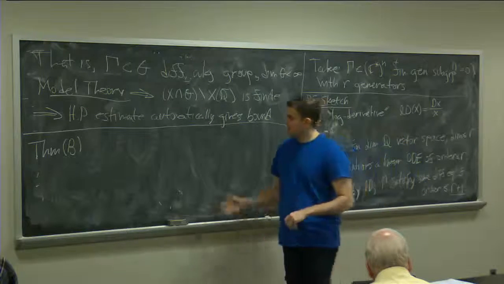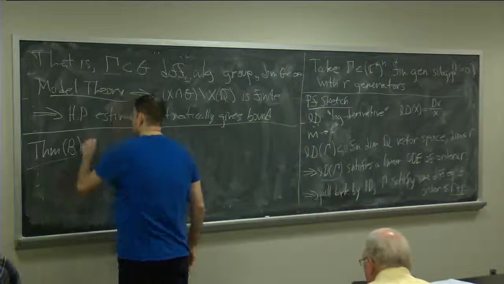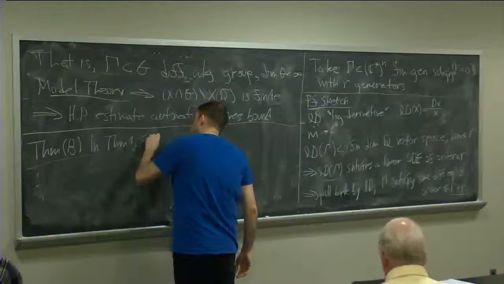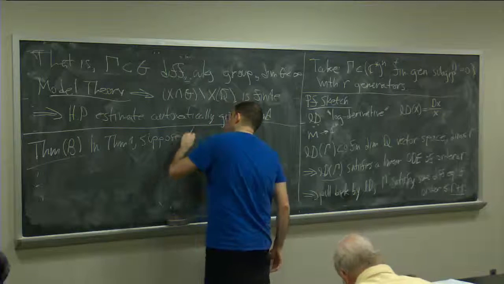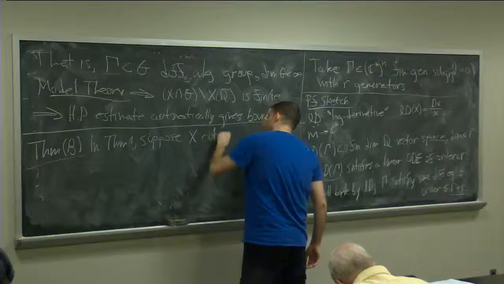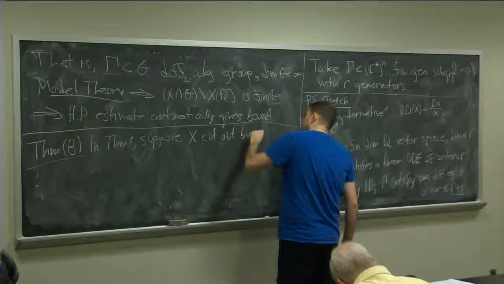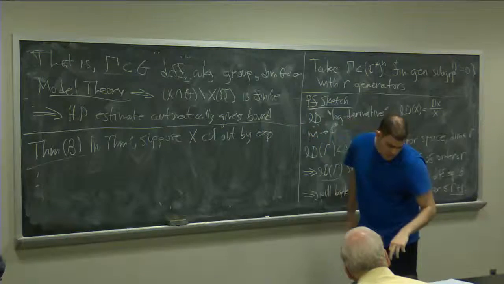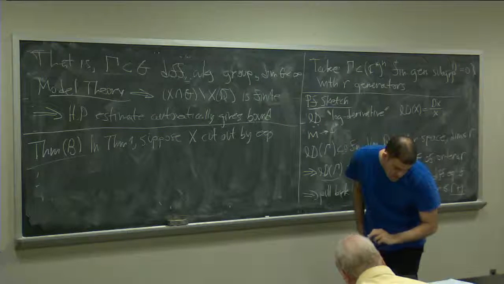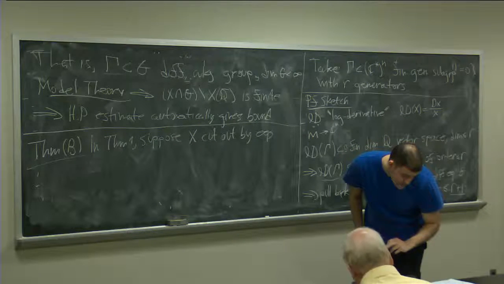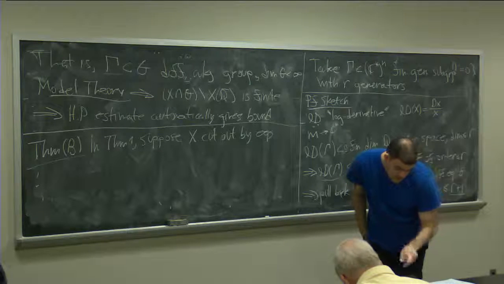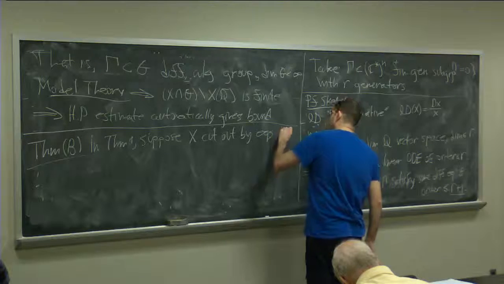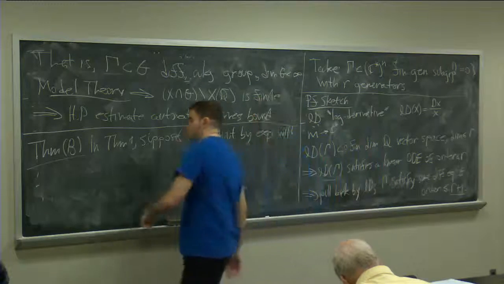So now in the same context of theorem 1, I work in the same context, but suppose X is cut out by equations with polytope delta.